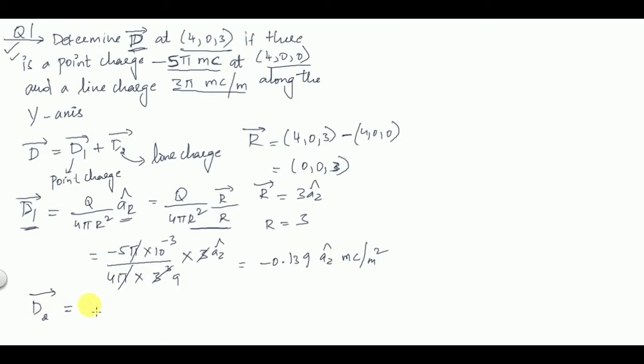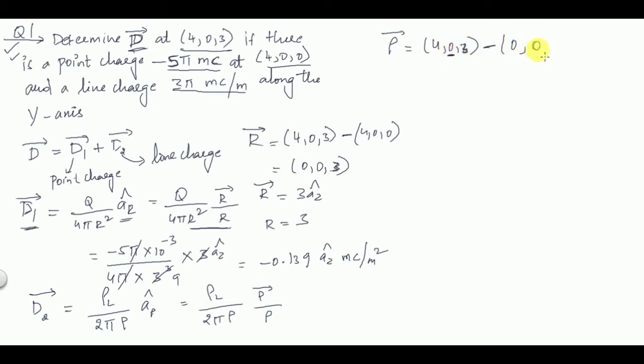Next, D2 bar is due to the line charge, given by the formula rho L by 2 pi rho into A rho cap, so rho L by 2 pi rho into rho bar by rho again. What is rho bar? Again, it is the difference between the point of interest, (4, 0, 3), and the y axis. On the y axis only the y coordinate exists, and since the y coordinate given is also 0, I am taking 0 here. So it will be (4, 0, 3). In vector form, it is 4 ax plus 3 az. So rho bar is root of 16 plus 9, which is equal to 5.